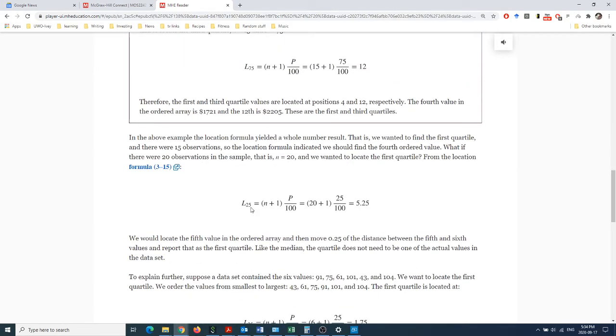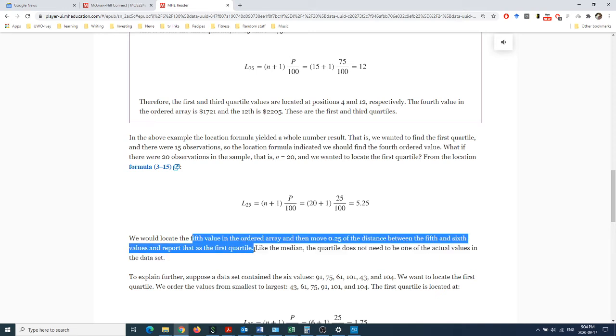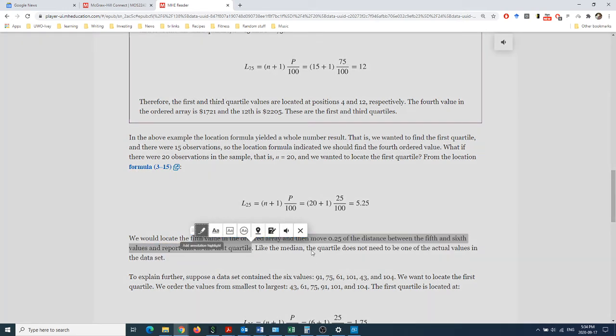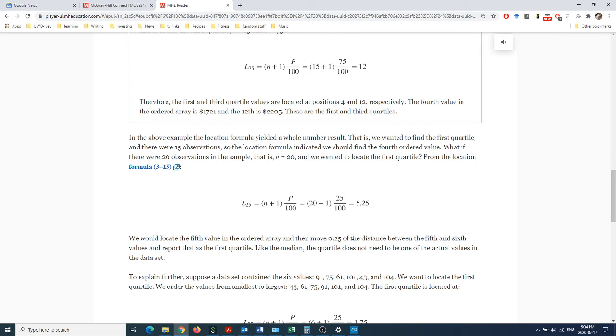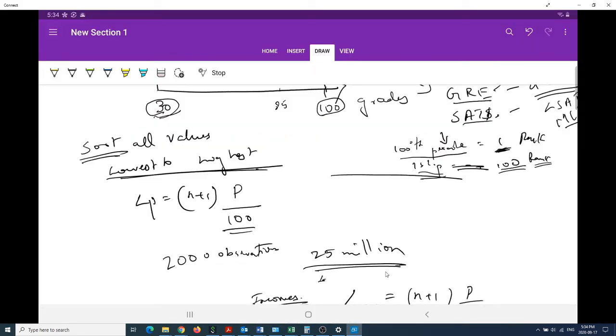And so if you want to find the 25th percentile, P is 25. There are 20 observations here. That's your 5.25. That means you would locate the fifth value and then move 0.25 of the distance between the fifth and sixth values and report that as your first quartile. That's the value of your first quartile. Okay, so that's how you interpret this 5.25. So now let's go to another example as well.